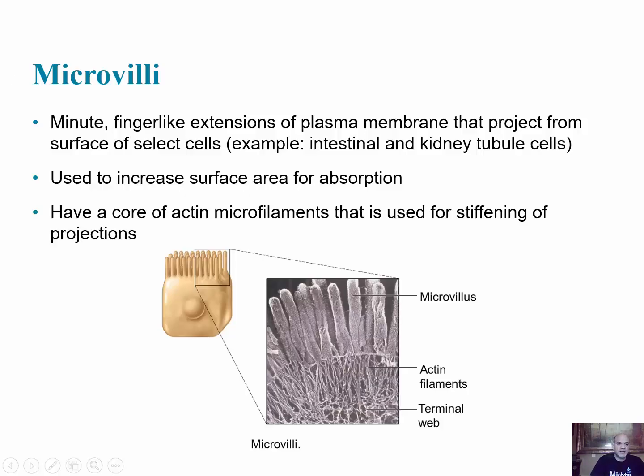Now we're going to look at microvilli. And the microvilli are these other structures. They're finger-like extensions of the plasma membrane, and they project from the surface of select cells. Examples here include the cells that line the small intestine and the kidney tubule cells. We've seen kidney tubule cells before in the laboratory, and overall what this does is increase surface area. So for cells that are involved in absorption of materials, it helps to have more surface area across which you can absorb. So that's the role of these microvilli.